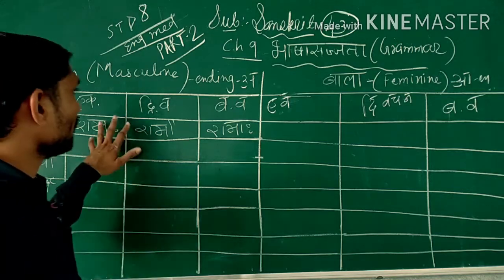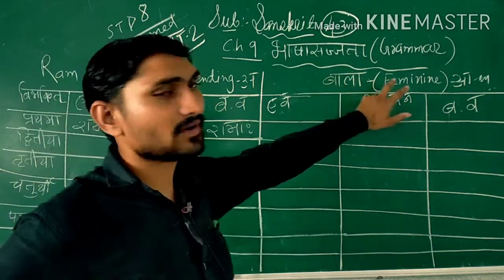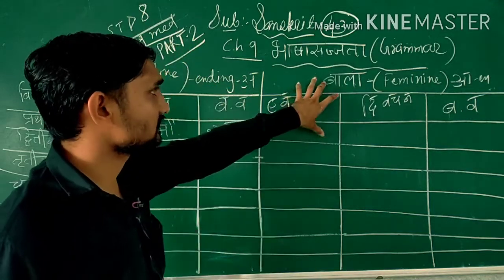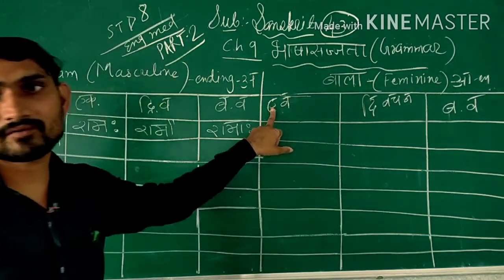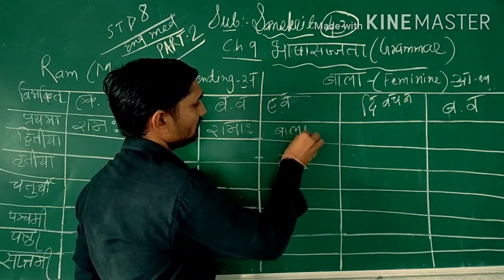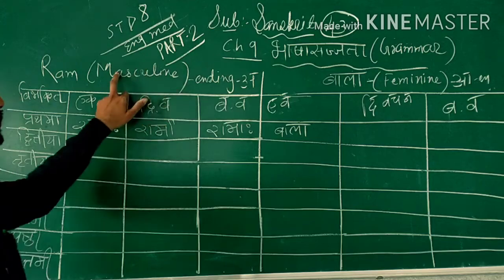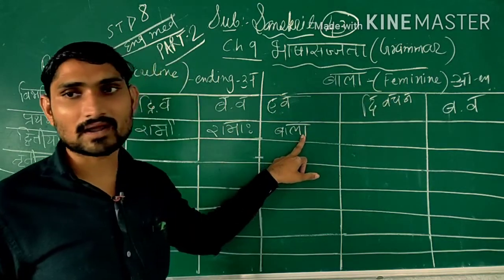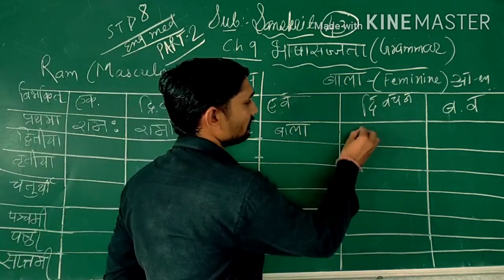Okay, and here Bala, an A ending feminine form. How will you write this A ending word as feminine? See, in ekvachan you have to write Bala. If A ending masculine, then Ramaha, but if A ending feminine, then Bala. Then here for Dvivachan you have to write Bale.